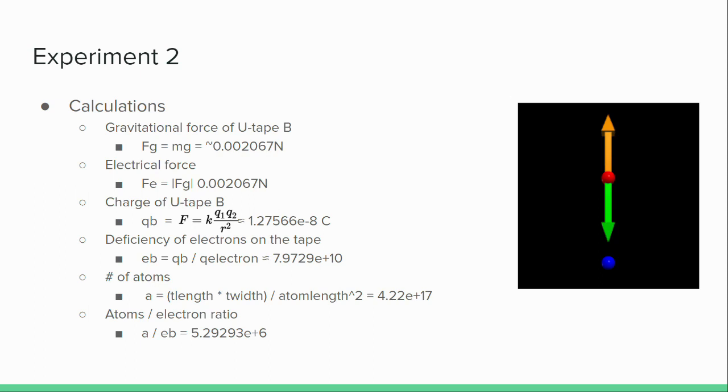To find the actual number of electrons on the tape, we can divide the charge by the size of an electron to get the value shown on the screen. To find the number of atoms, we can take the tape length, multiply it by the tape width, and divide that by the length of an atom squared. And finally, to get the ratio of atoms to electrons, we can simply divide the number of atoms by the deficiency in electrons. And now we'll move on to the conclusion.